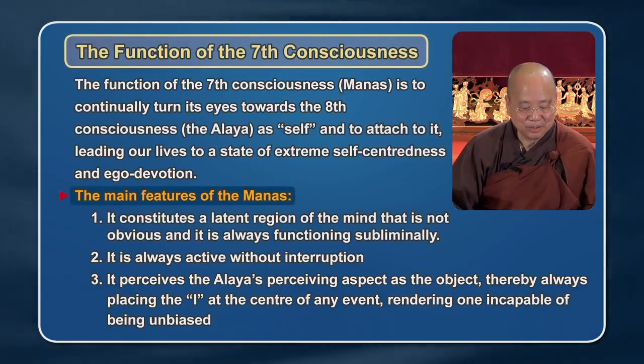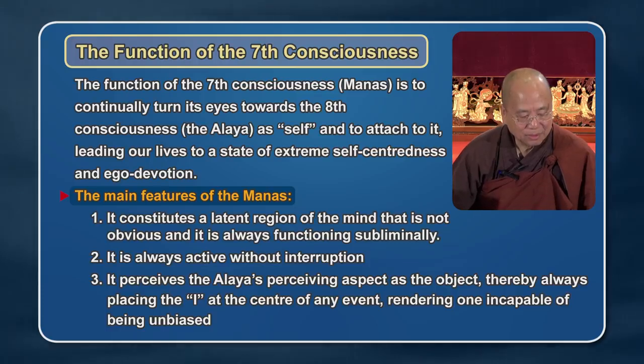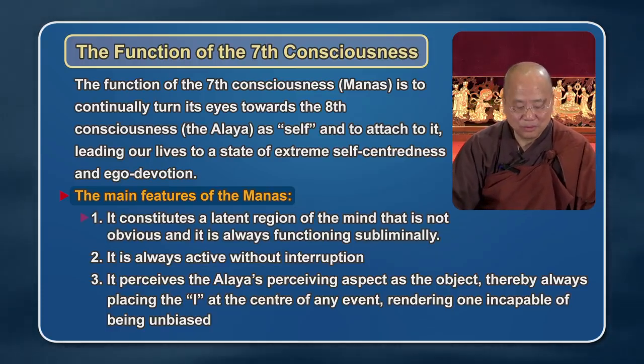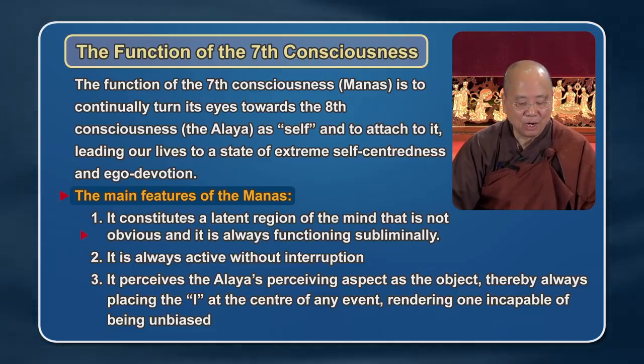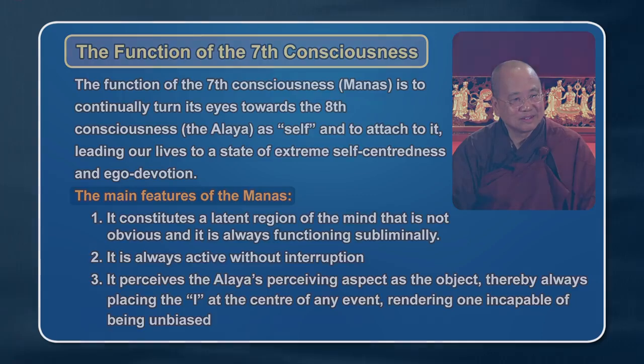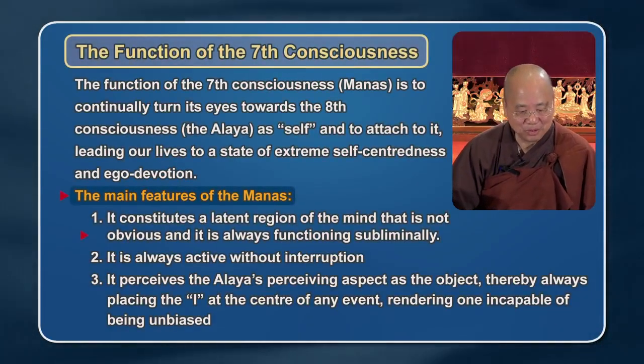So the main features of the manas, the seven consciousness: there are three features that we have to know. First, it constitutes a latent region of the mind that is not obvious, and it is always functioning subliminally. You're egoistic and you don't even know about it. You act on the spur of the moment without noticing it, expressing your anger, greediness, jealousy, hatred, arrogance, self-doubt, self-deceit. I don't know, so many of them. But there are good points too. They're wholesome mental functions too.